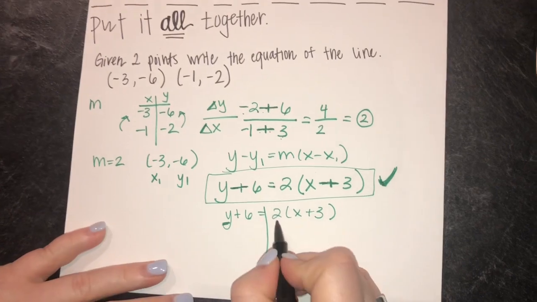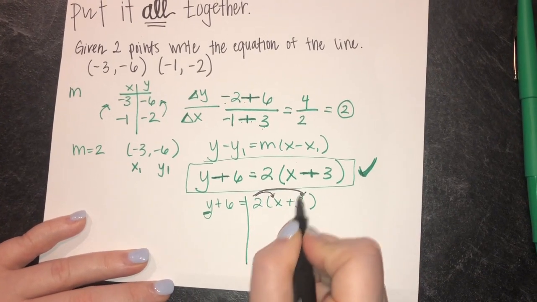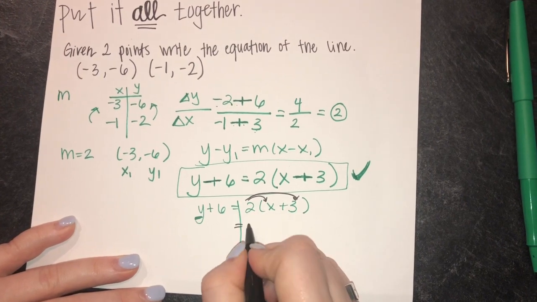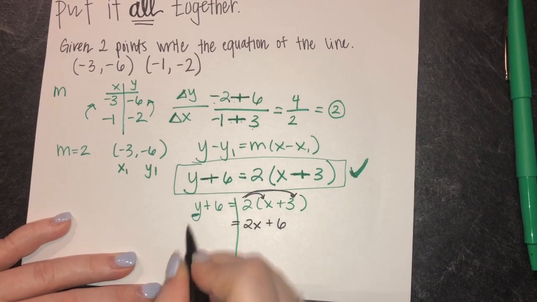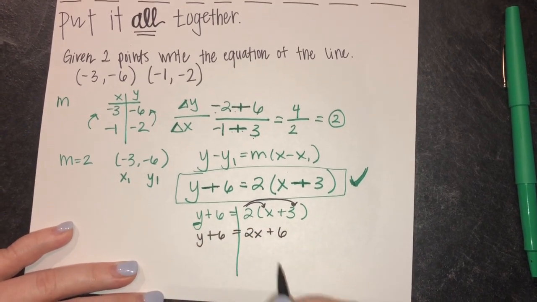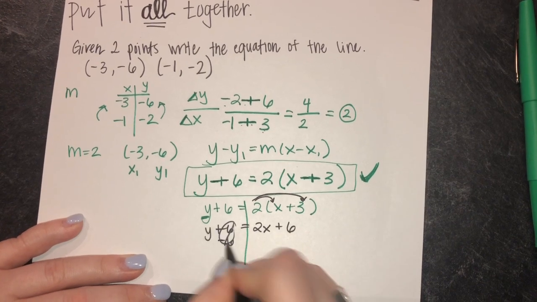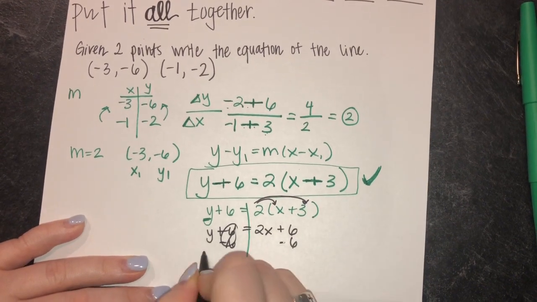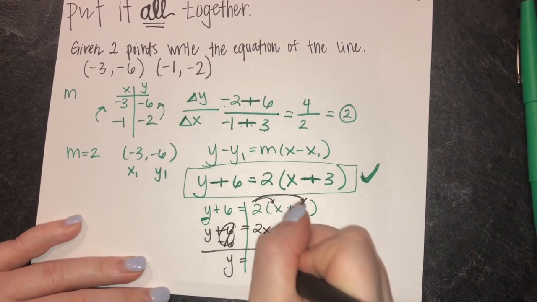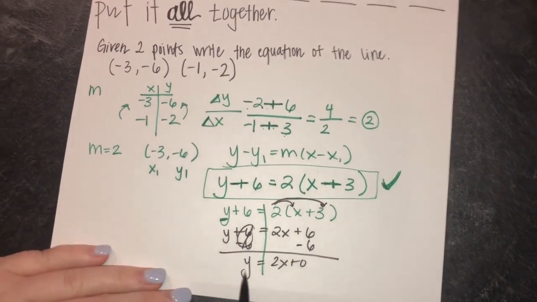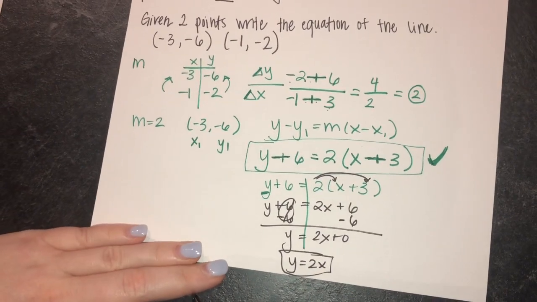Okay, the first thing I'm going to do is distribute this 2. So draw your arrows. 2 times x is going to give me 2x. 2 times 3 is going to give me 6. And over here I have y plus 6. So in order to get rid of this plus 6, we're going to say minus 6. 6 minus 6 is actually 0. So you have 2 ways you can write this, you guys. You can say y equals 2x plus 0, or you could even say y equals 2x.